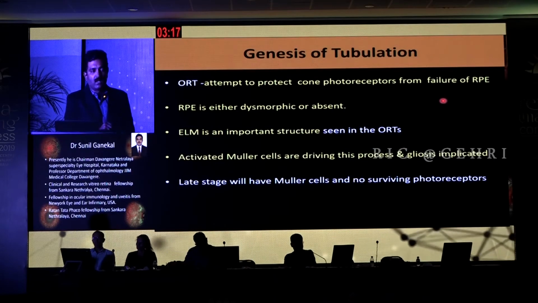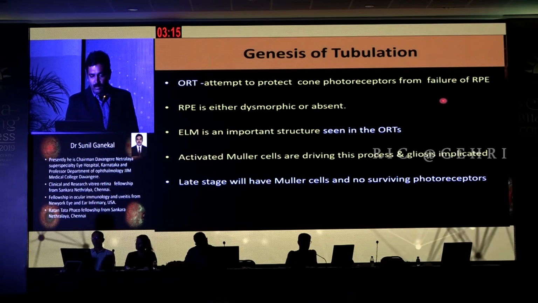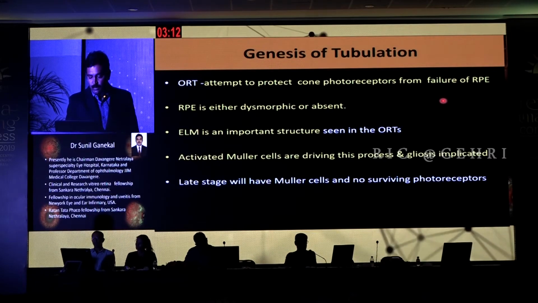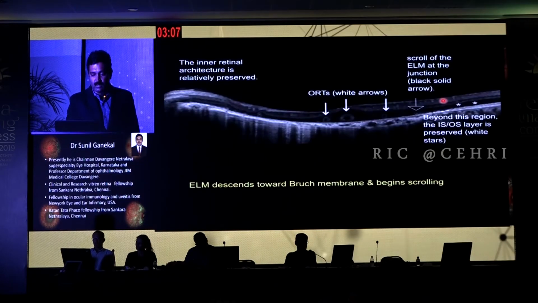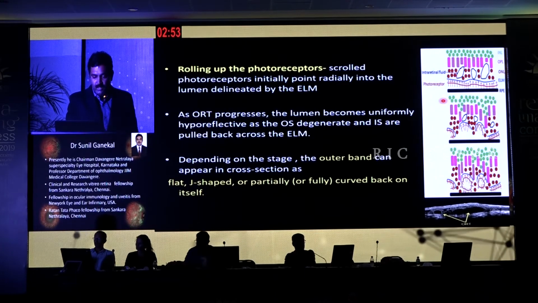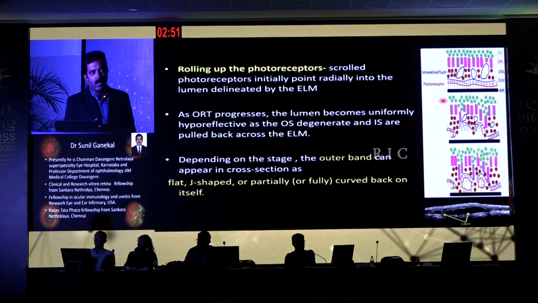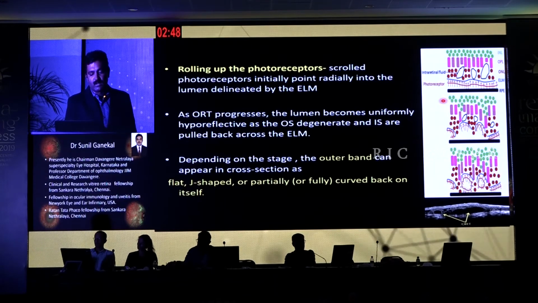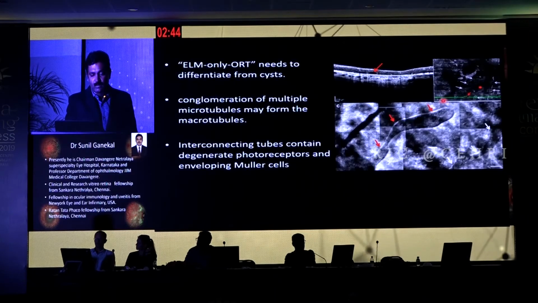So basically, ORT is a protective mechanism where we tend to protect the photoreceptors from the failure of the RPE. The ELM is an important structure in this. Whenever these degenerative changes occur, there will be rolling of the photoreceptors, and the ELM tends to pull towards the Bruch's membrane, and the photoreceptors start orienting towards the center of the lumen with the degenerative changes. So the outer band may vary in various patterns. On cross-sectional images, it could be flat, J-shaped, or fully curved. Various patterns can be seen.